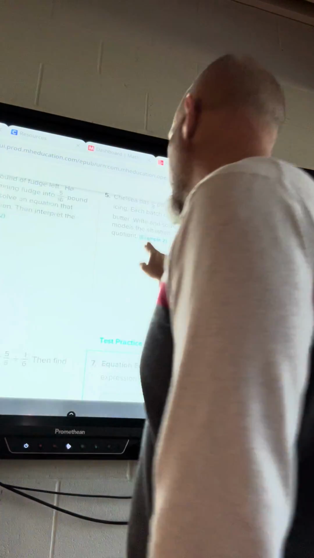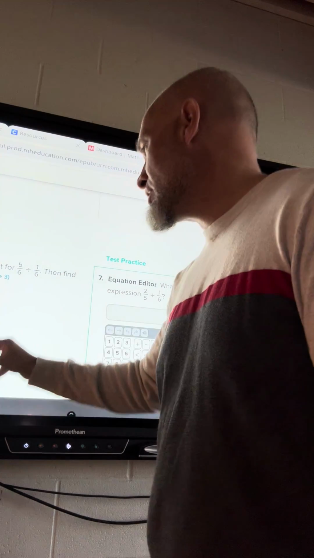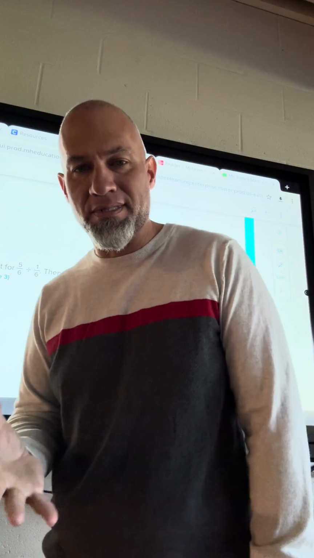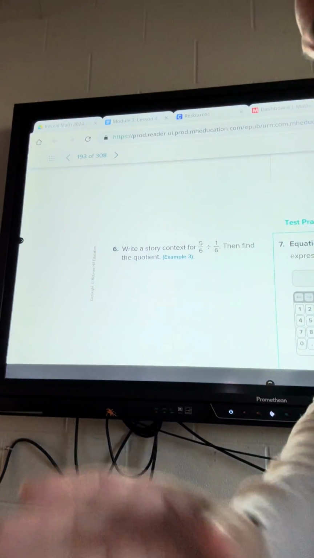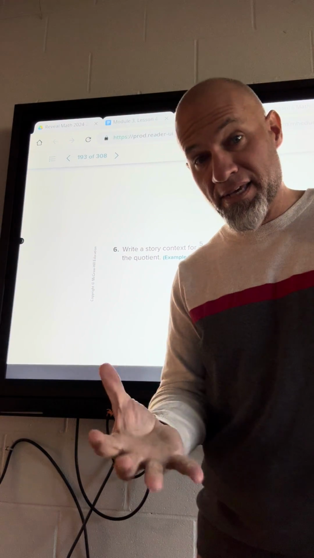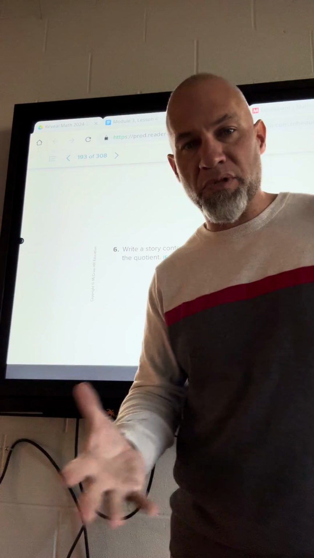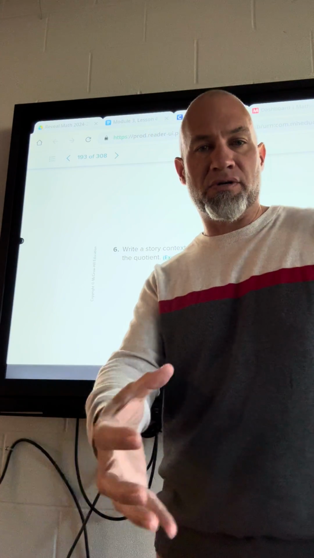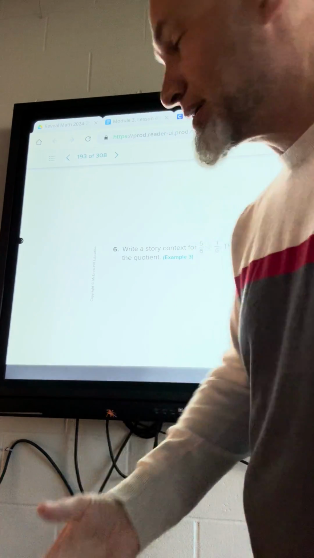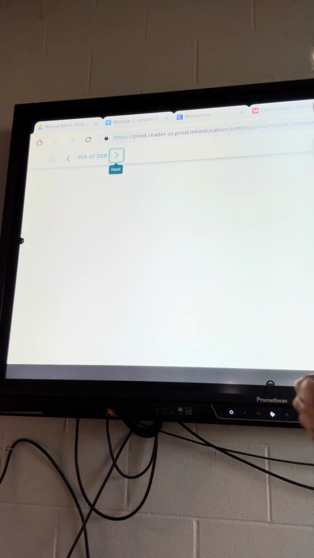And then let's see what else. Number 6, you're kind of on your own. I mean, 5/6 divided by 1/6. For the story that you have to write, we should know mentally, hopefully, that the answer to that one is 5. So maybe use a recipe, use something where you're needing a certain amount of something to make something. That could be your story problem. Okay.